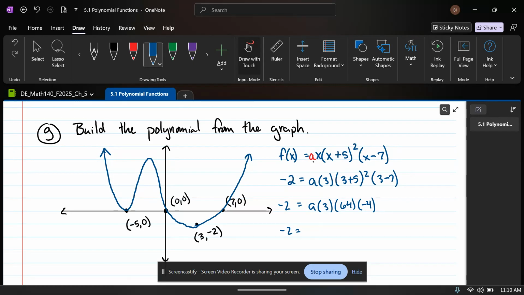3 times 64 would be 180 plus 12 would be 192, times negative 4 would be negative 400, and then 4 times 90 would be 360 plus 400, 760 plus 16 be negative 676. 768. I missed my 100 there. I'm sure you're right. 3 times 64 times negative 4. 768.